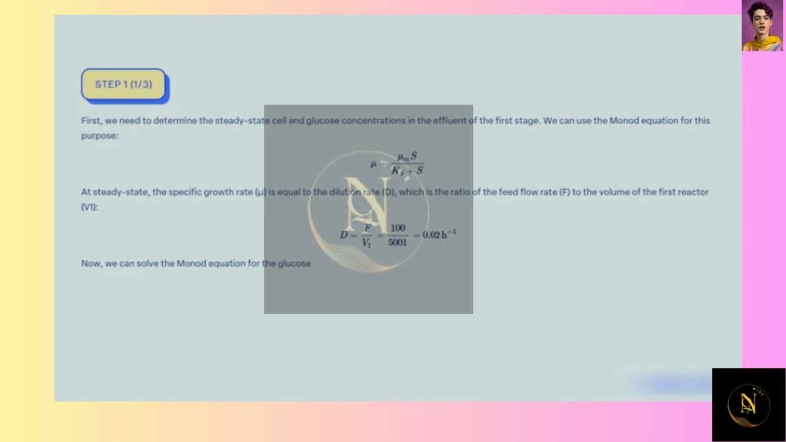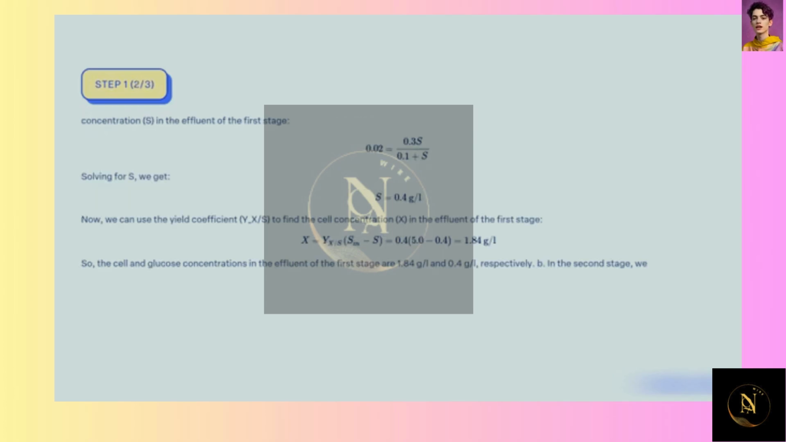Now, we can solve the Monod equation for the glucose concentration S in the effluent of the first stage. 0.2 equals 0.3 S divided by 0.1 plus S. Solving for S, we get S equal to 0.4 g/L.